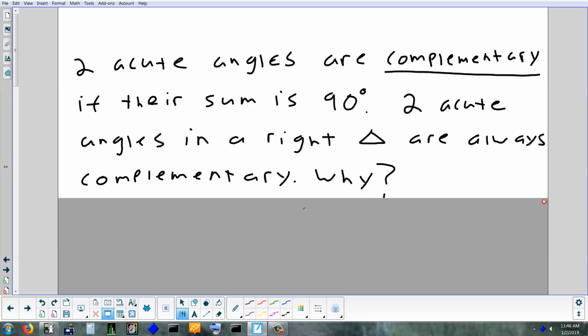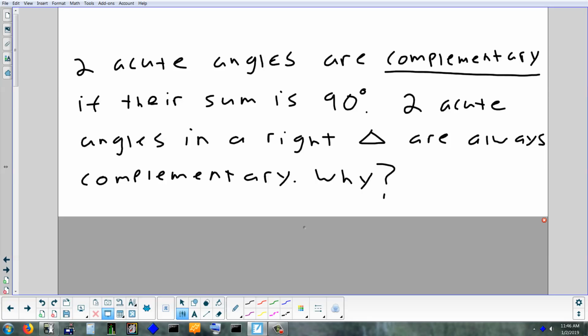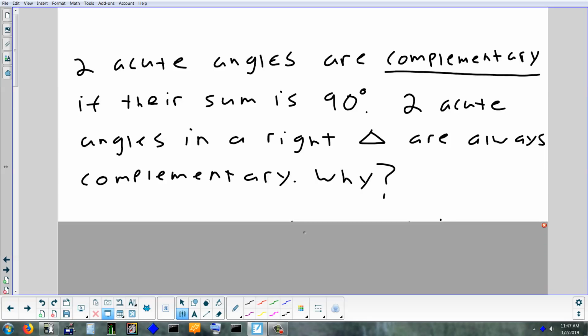I don't care what kind of right triangle you draw, the two small angles are always complementary. Why? Because the bigger angle is a 90, and a triangle has to equal 180, so I've already used up 90 for the right angle, so the other two have to add up to 90. That's why.